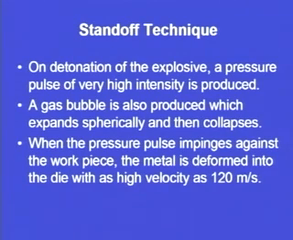When the pressure pulse impinges against the workpiece, that is, the pressure pulse created by the detonation of the explosive comes down and impinges against the workpiece, the metal of the workpiece is deformed into the die with a velocity as high as 120 meters per second.